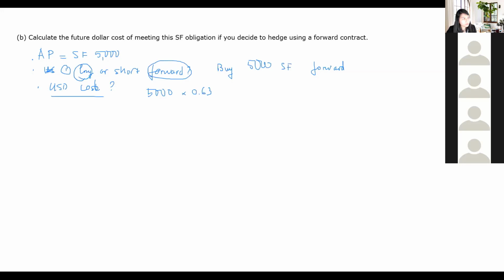Oh, I got 3,150. Exactly. So if I hedge this transaction using the forward contract, the cost of doing so would be $3,150. So in other words, I lock in 3,150 to settle this transaction. Okay.